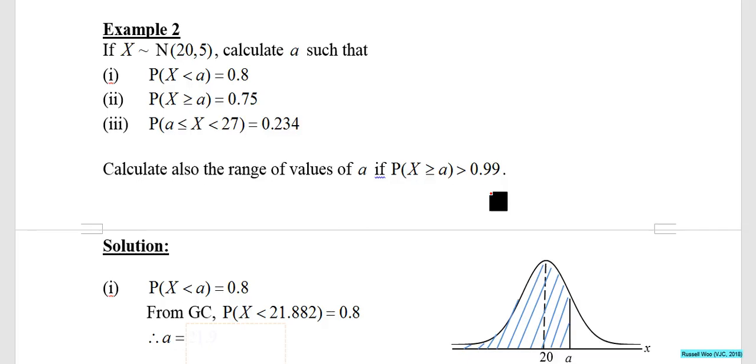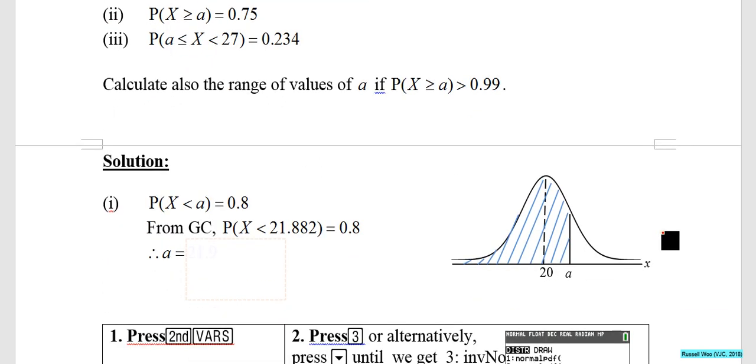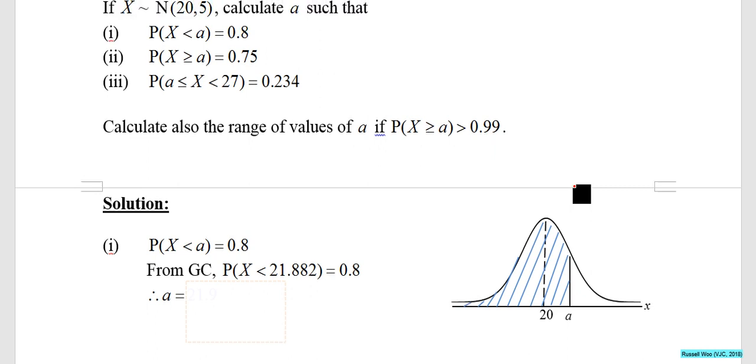What do I mean by reverse way? Let's take a look at this question. Question 2 part 1. You are given that probability x smaller than a, for some a, is equal to 0.8. Now you are given an area. You are given a probability. The question asks us to find this answer.